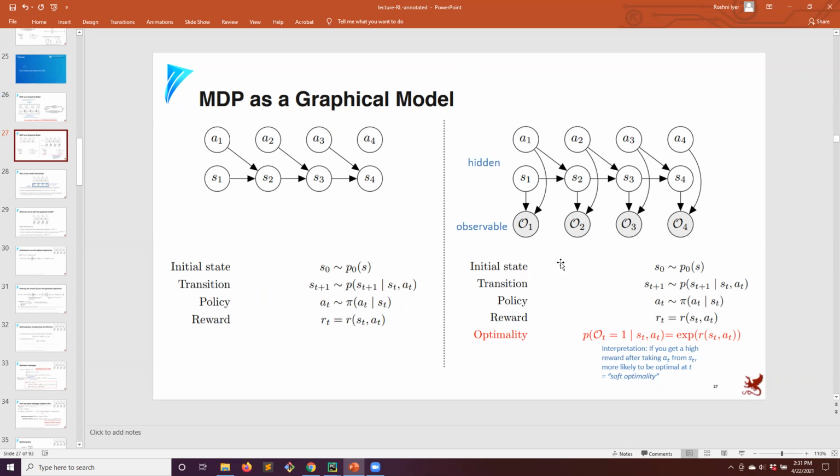This is the same as we saw before, but the additional thing we introduce is the idea of optimality, which has this notation here, P of O_t. So the optimality variable at time step t, given the state and action, is the exponential of this reward function. The interpretation is that if we get a high reward after taking an action from the state, then we are more likely to be optimal at that particular time step. This is known as soft optimality.